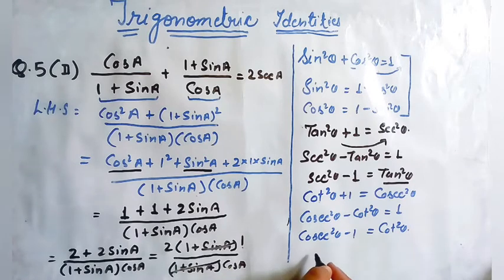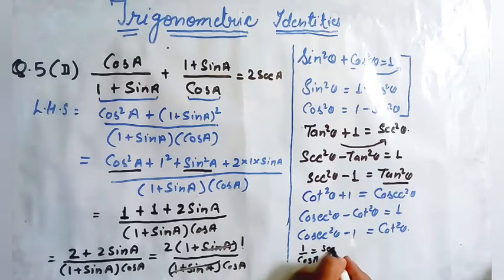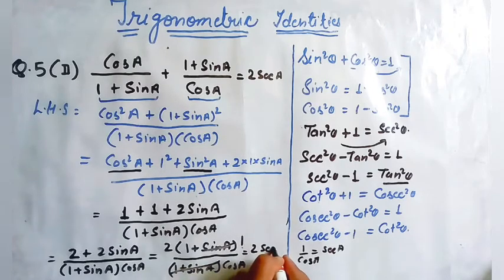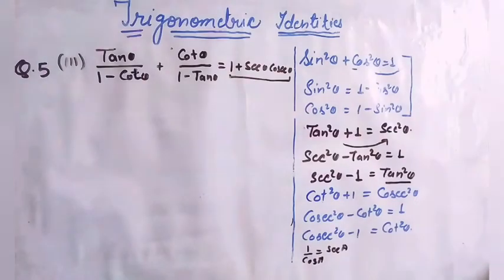Now we know that 1 upon cos A is equal to secant A, which is the requirement of our right hand side. So we can write it as 2 multiplied by secant A, which is equal to the right hand side. Dear students, remember one identity will definitely come in the examination. So take care of the steps.